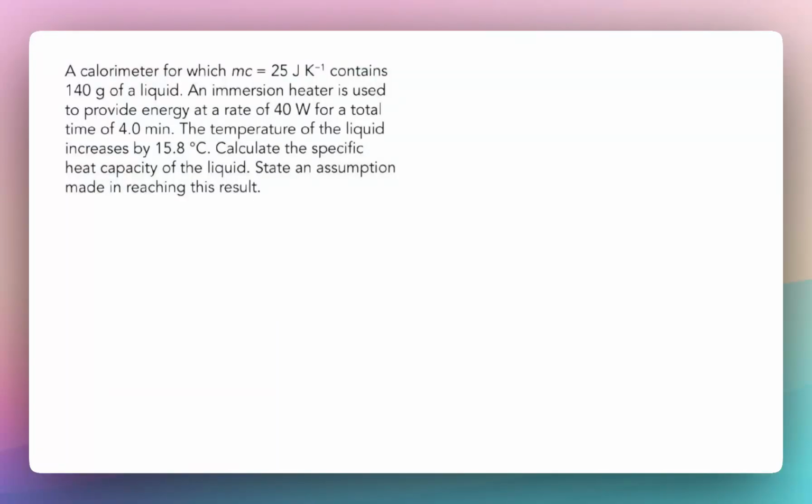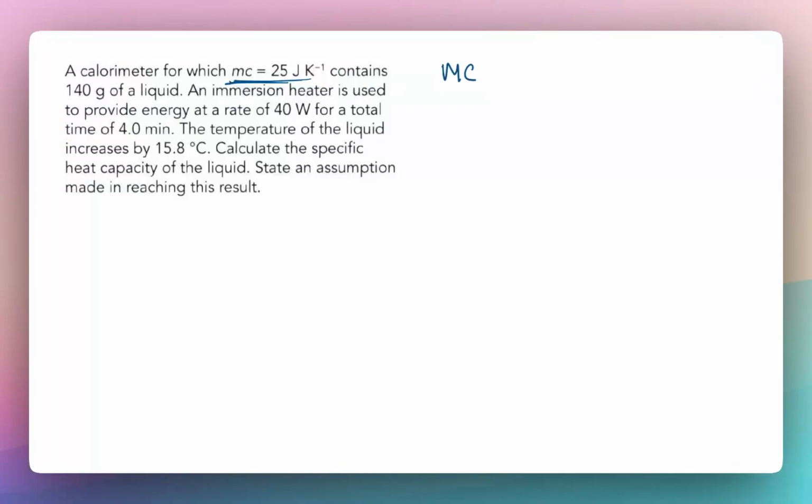So this question again concerns calorimetry and the application of the law of conservation of energy to find the missing variables. It could be specific heat capacity, mass, etc. Right, so let's look at what it's saying. A calorimeter for which mc is given. So instead of giving us just c, it is directly giving us the mass multiplied by the c. So that makes our life easier.